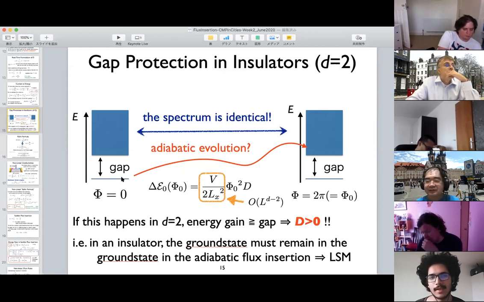I was actually thinking, in the ground state, can't the system have electrons both below the gap as well as some above the gap? Like, that's a single particle gap.